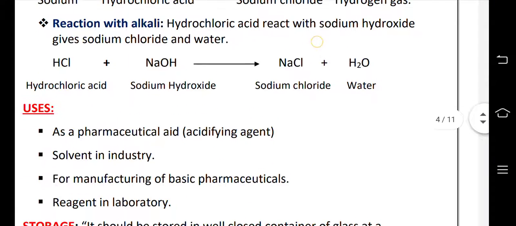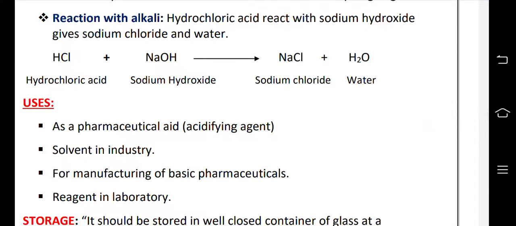And reaction with alkali. Hydrochloric acid on reaction with alkali. Hydrochloric acid reacts with sodium hydroxide, which is an alkali, to give sodium chloride and water. This is the equation in which hydrochloric acid reacts with sodium hydroxide and forms sodium chloride and water.